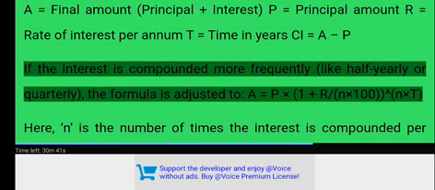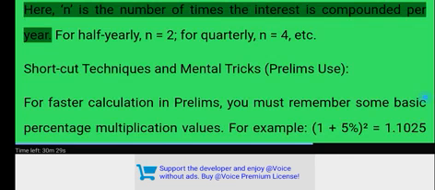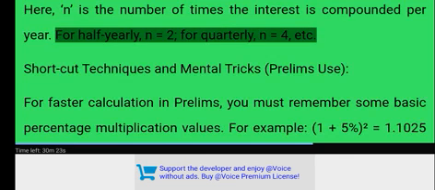If the interest is compounded more frequently, like half-yearly or quarterly, the formula is adjusted to A equals P times (1 plus R/(n times 100)) to the power n times T. Here, n is the number of times the interest is compounded per year. For half-yearly, n equals 2, for quarterly, n equals 4, etc.